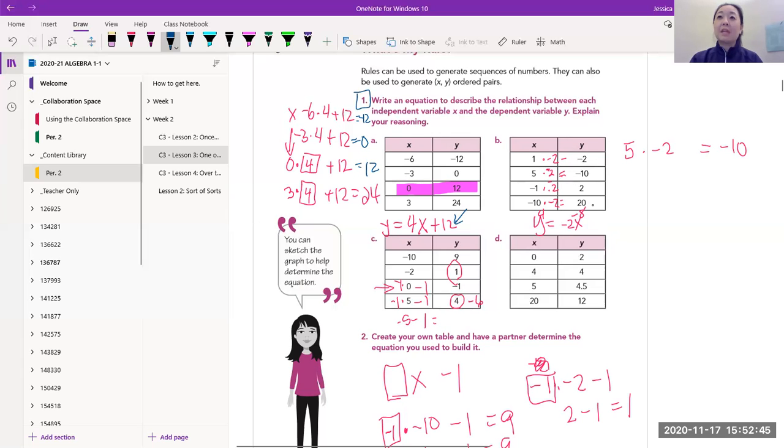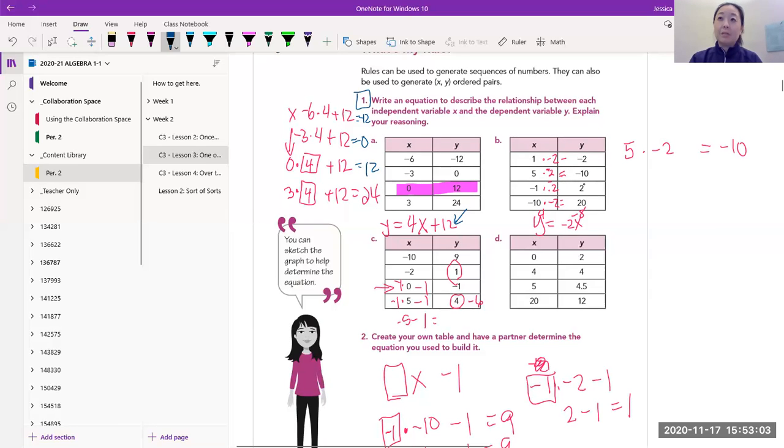And so we did the same thing here for letter B. Somebody had said we just multiply by -2, right? So we try that. 0 times -2 is -2. Okay, 5 times -2 is -10. Well, now I'm a little more confident with this, right? So let's try the other ones.